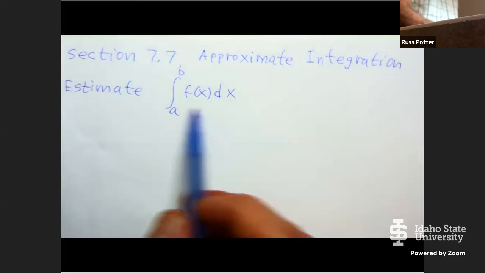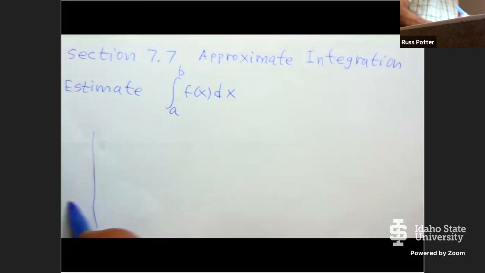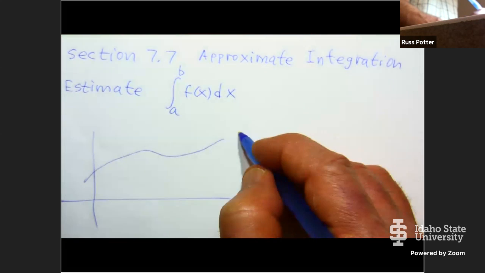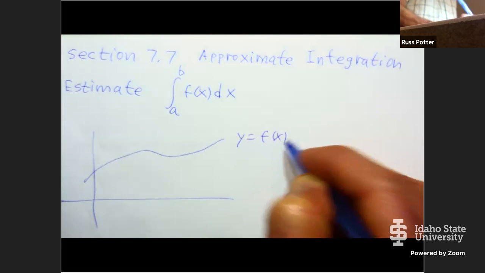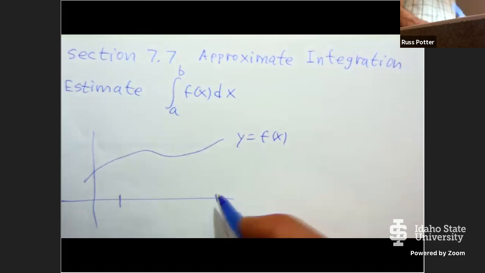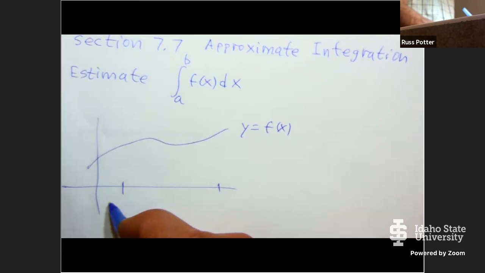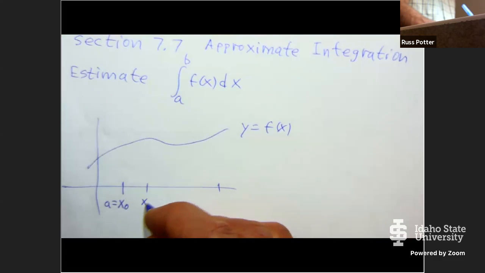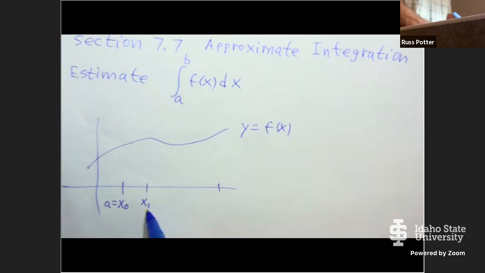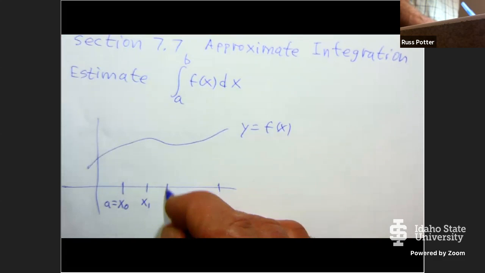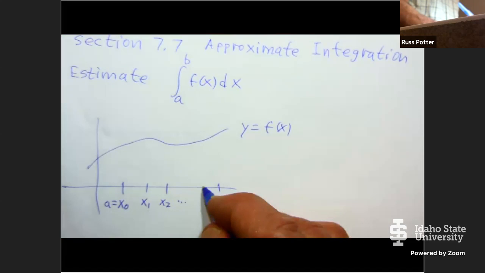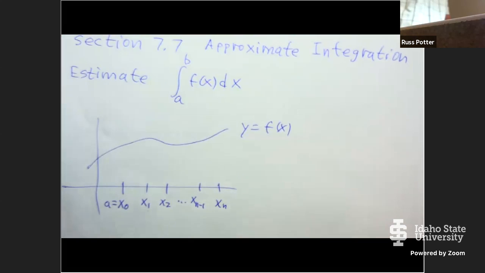so the idea, you have the graph of some function y equals f of x. And if you divide the interval from a to b into n subintervals, so the left endpoint a is assigned to be x sub 0, and then the next endpoint of the subinterval is x1, then x2, and so on. At the other end, we have x of n minus 1 and x of n.